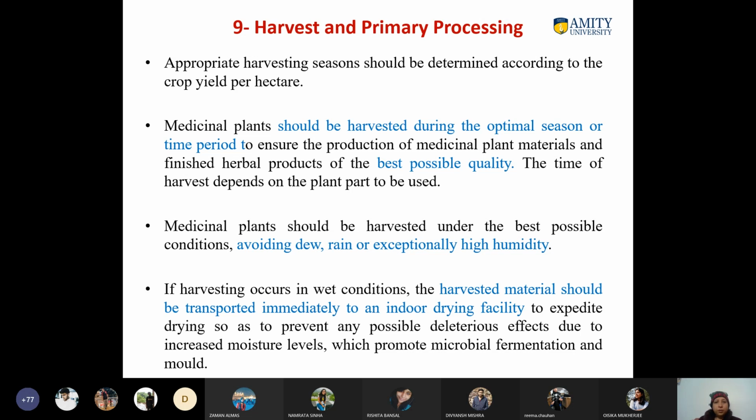material. Okay, so this was about the harvest and the primary processing.